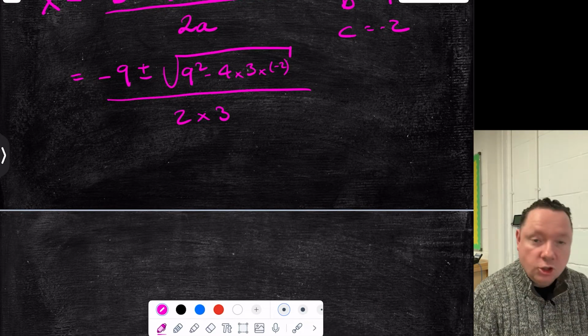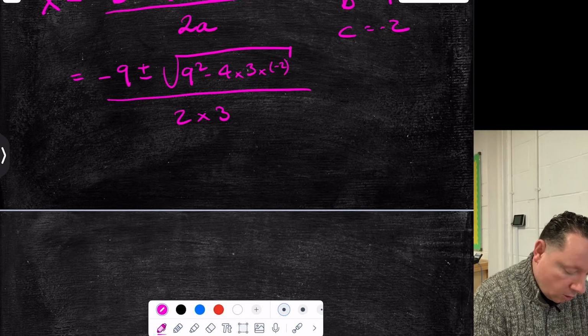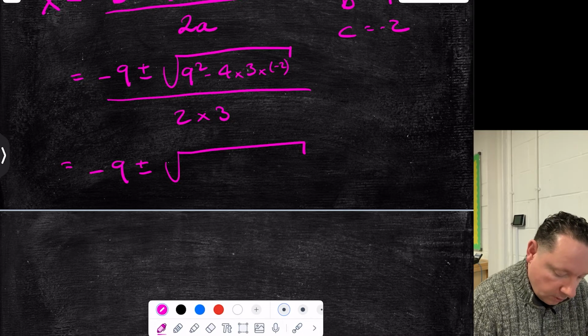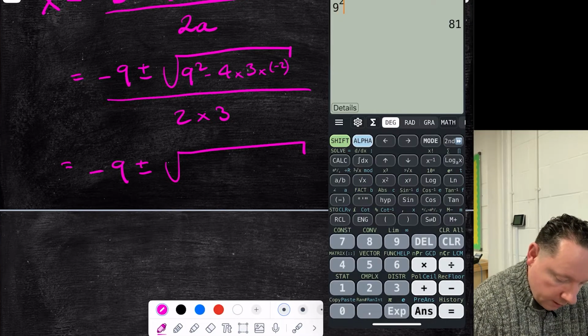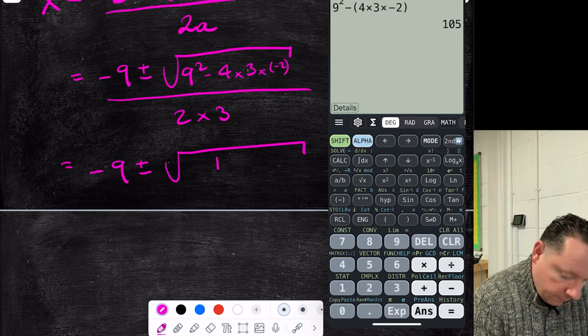So you get a mark for substitution usually, then a mark for working out the bit under the square root sign, which is called the discriminant. So I'll work it out next. Minus 9 plus or minus the square root of, well, 9 squared is 81. Well, let's use a calculator, shall we? 9 squared minus, I'll open a bracket, 4 times 3 times minus 2. That's 105. All over 2 times 3, which is 6.